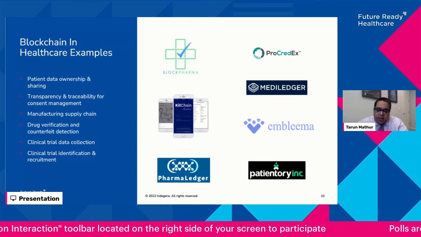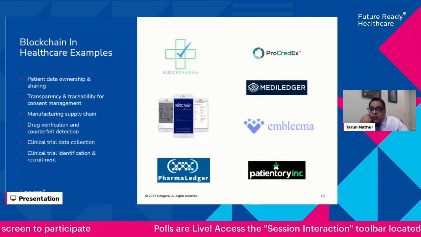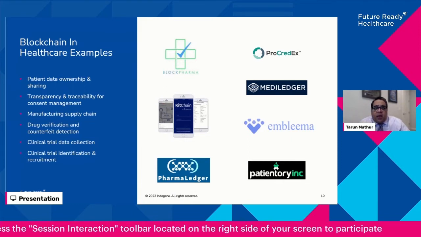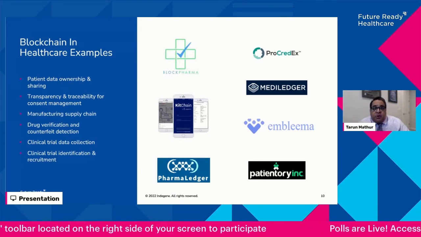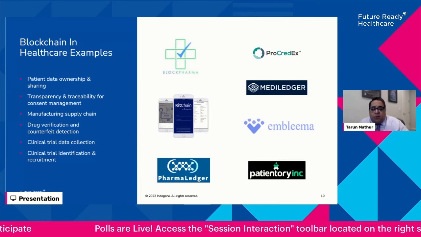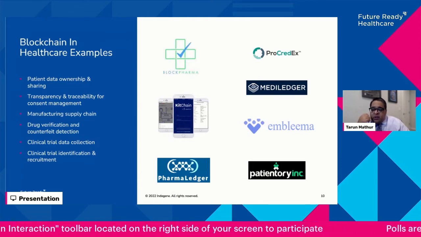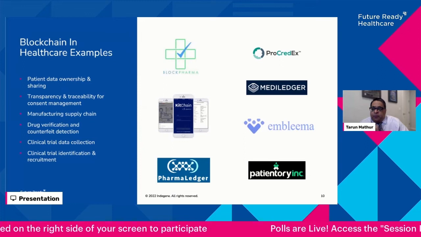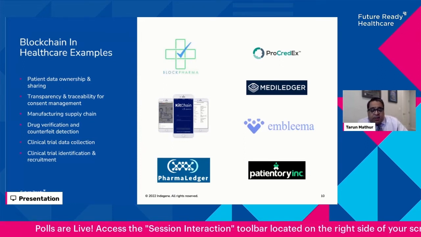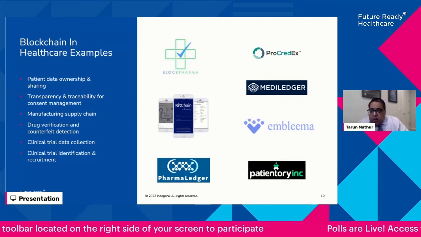We have BlockPharma, which is in the drug traceability side of things. KitChain was actually formed by a collaboration between a whole group of different enterprise pharma partners and a technology company, and that's also in the clinical supply chain side of things. PharmaLedger is again in the supply chain side of things. They're more focused on clinical trials and patient data.